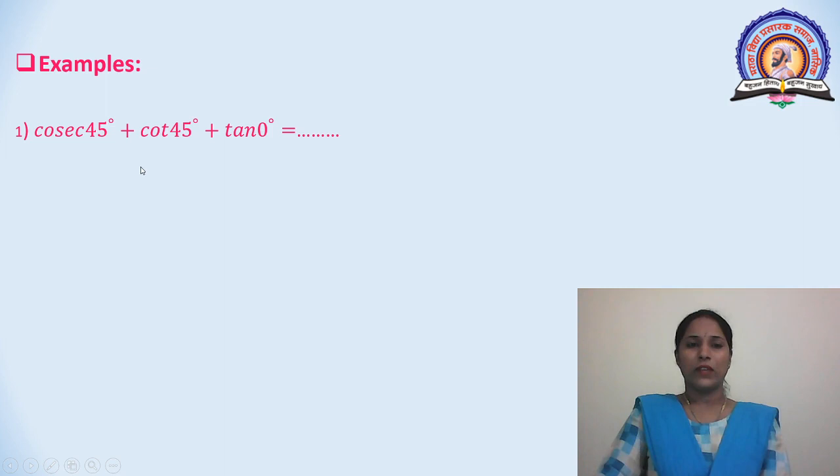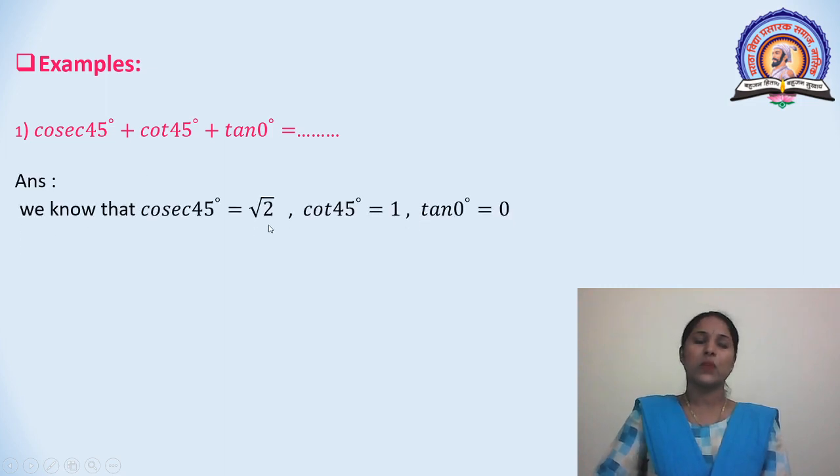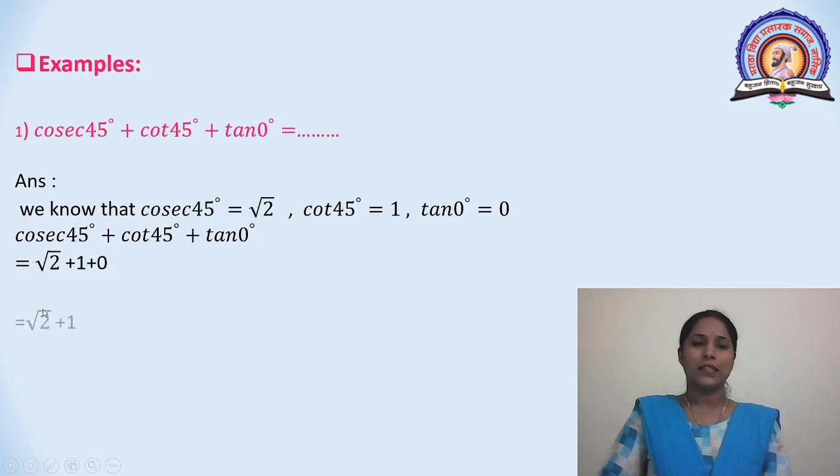Cosec 45 degree is equal to root 2, cot 45 degree is equal to 1, tan 0 degree is equal to 0. Taking these values in the given example, we get cosec 45 degree plus cot 45 degree plus tan 0 degree is equal to root 2 plus 1 plus 0. That is root 2 plus 1.